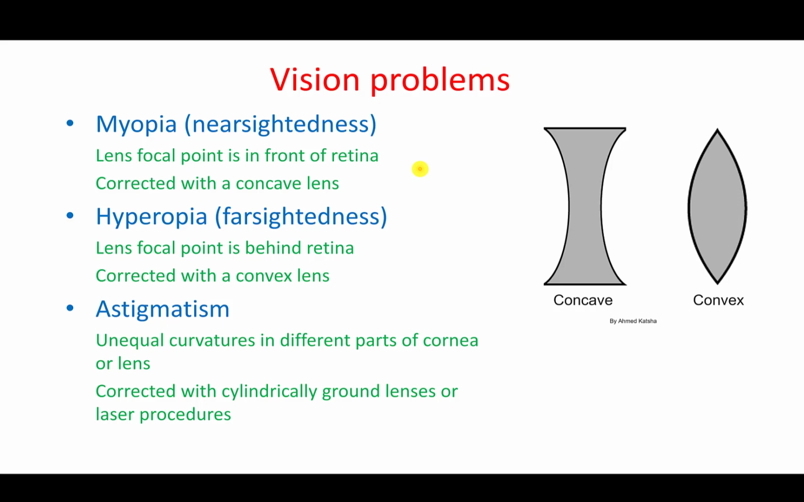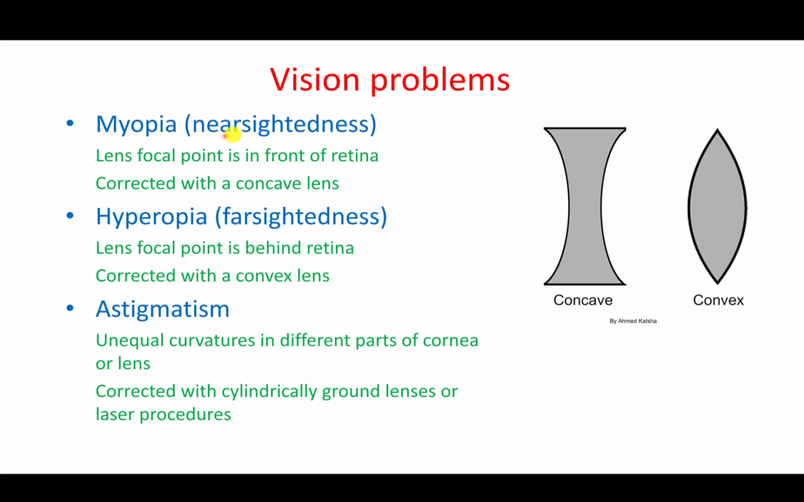Okay, so after understanding those two adaptations for looking at distant and close vision, we also need to understand that with age, our lens will lose its ability to change shape so the light falls on the retina. Therefore, we will have vision problems. The first type is myopia, or nearsightedness.